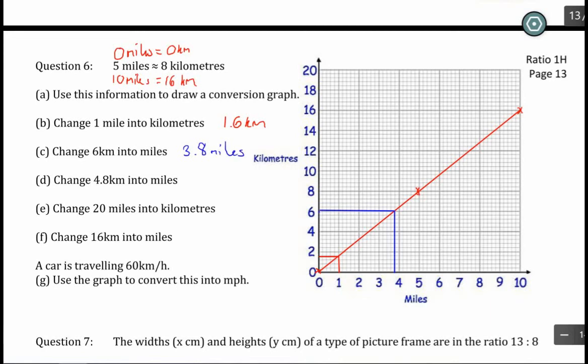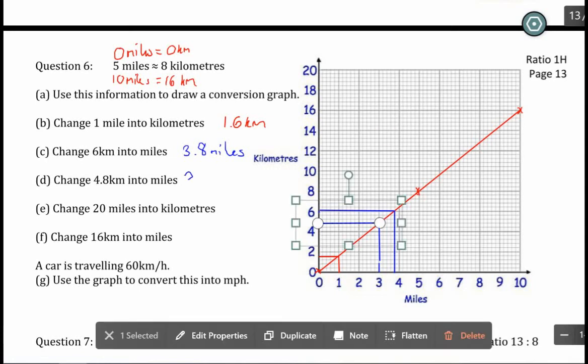Okay, 4.8 kilometers into miles. So again, horizontally, now 4.8 kilometers. What's this scale going up in? Well, 5 would be halfway between. So we've gone up 2 for 5 squares, so each one of these is 0.4. So that's 4.4, 4.8, 5.2, 5.6, 6. So 4.8 is here, and I make that about 3 kilometers, 3 miles, sorry.